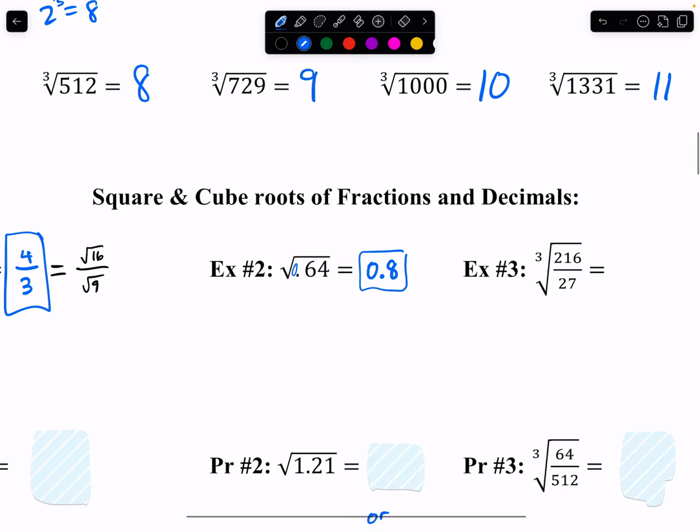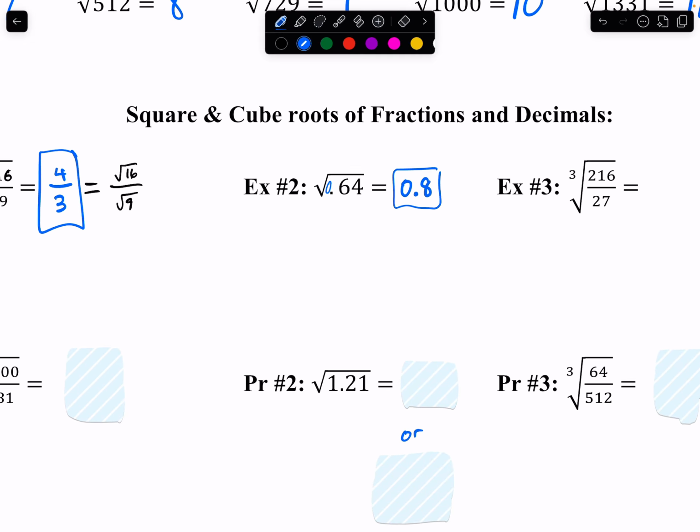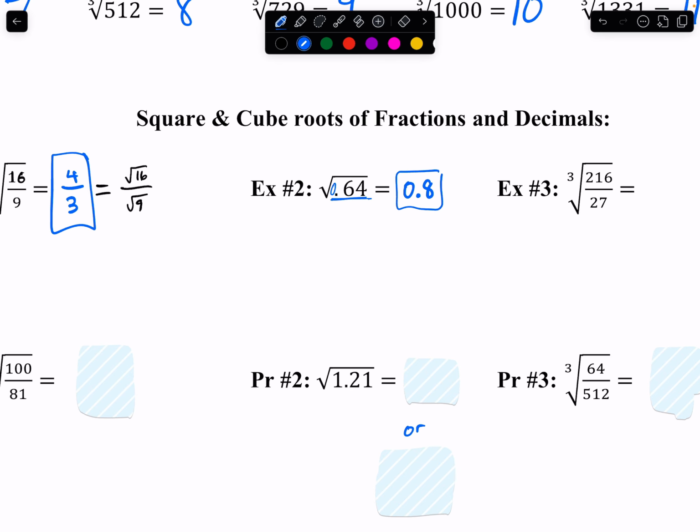Another strategy, just so you have a different tool to use, is that you can always write this decimal as a fraction. 0.64, remember 6 is in the 10th place and 4 is in the 100th place. So this is the same as the square root of 64 hundredths. There's 2 digits after the decimal, and there's 2 zeros to make 100, right? And then you can do just like we did in example 1, square root 64, then square root 100. You would still get 8/10, which is 0.8. You could even reduce it to 4/5 if you prefer fractions.